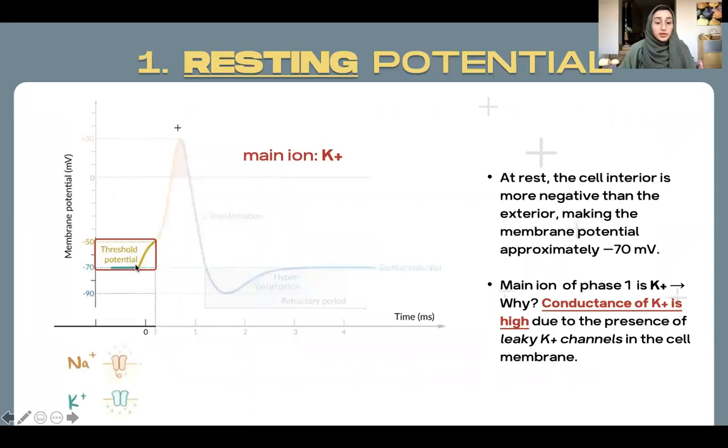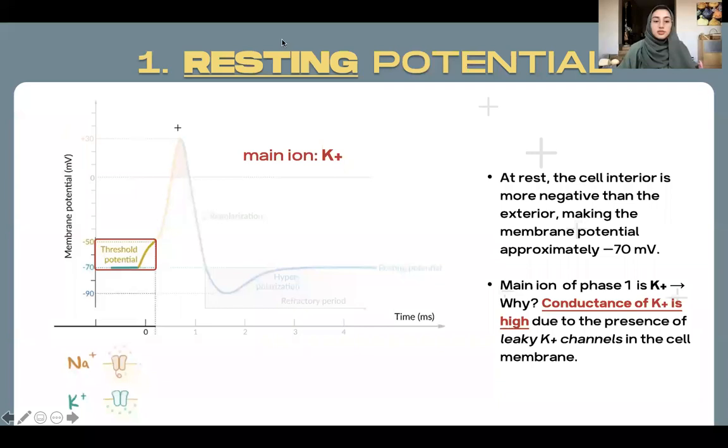So first, we have our threshold potential. When we're talking about the threshold potential, or the resting potential here, the RMP, we already know what's the main ion. Can you guys tell me? That was basically the entire lecture that we took just now. Potassium. Thank you, Maryam. Perfect. So the main ion that determines resting potential is potassium. Can anyone tell me why?